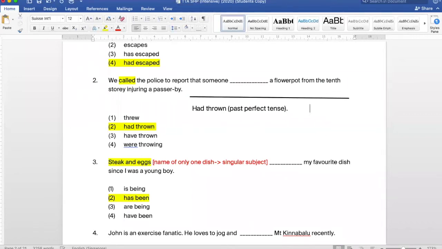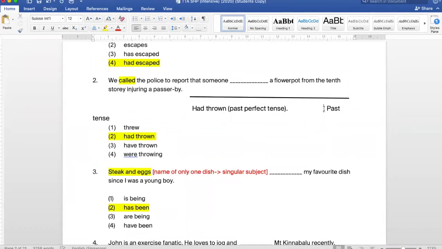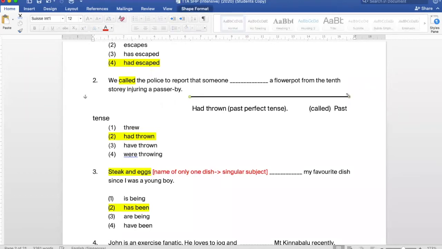Sorry, my line is slanted. Just give me a while. So this is past tense. This would be called. Based on this timeline, what you can then tell is that it should be had thrown, and then called. That's how you would answer this specific question. Always think of it as past perfect tense followed by past tense.